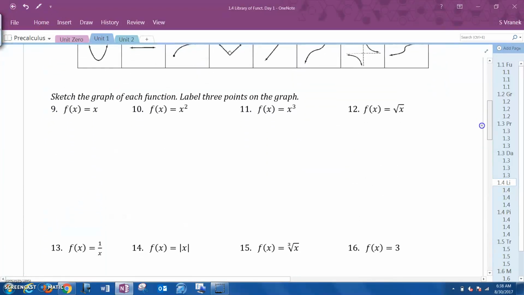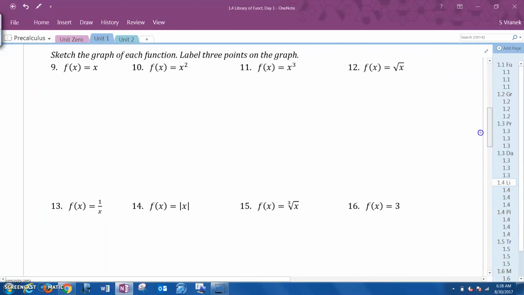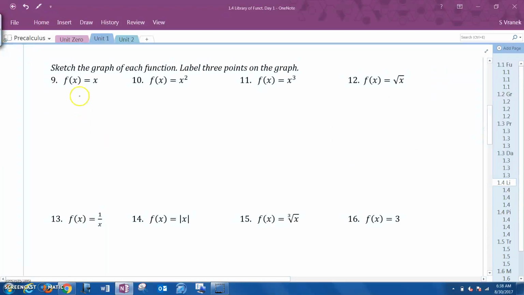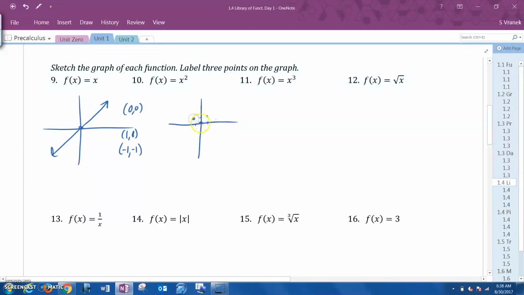So now we're going to sketch these functions and label the points on the graph. So y equals x. That is just a line that starts at 0 and has a slope of 1. The 3 points that we could put on there are 0, 0, 1, 1, and negative 1, negative 1. X squared has the points 0, 0, 1, 1, and then because of the squared, when you put a negative 1 in for x, you also get a positive 1.